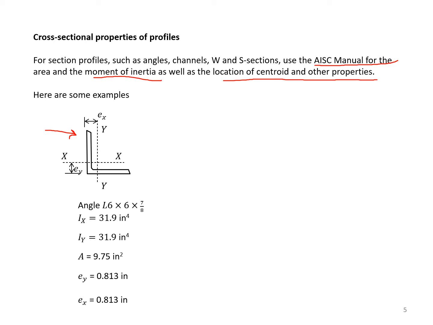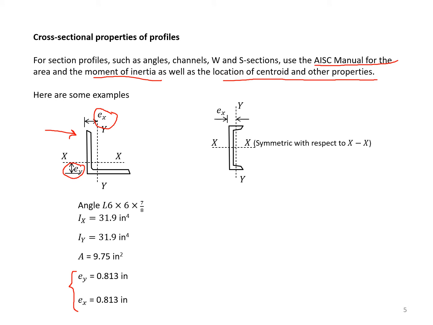31.9 inches to the 4. The area is 9.75. And you notice two dimensions, EY and EX. They are representing the location of the centroid. EX in this case is equal to EY, and each is equal to 0.813 inches, because this is an equal leg angle. These two dimensions are important when we compute the moment of inertia of built-up sections made up of angles.